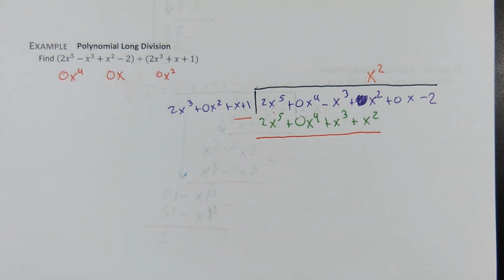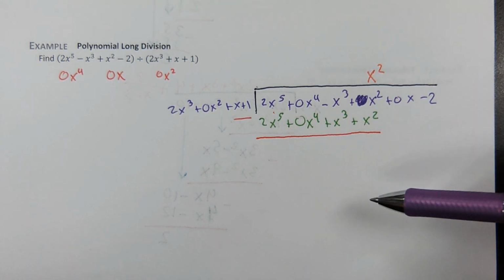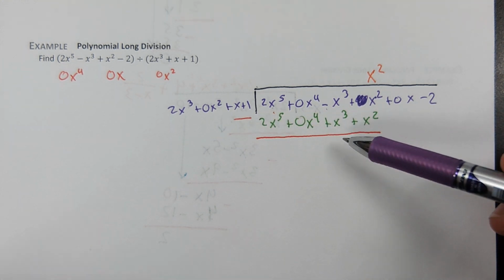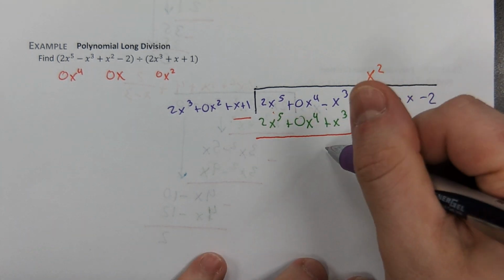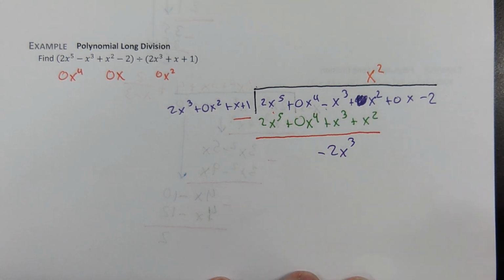Let's see what's up. 2 minus 2, 0. 0 minus 0, 0. Negative 1 minus positive 1, well, that's negative 2. One minus 1 is 0.